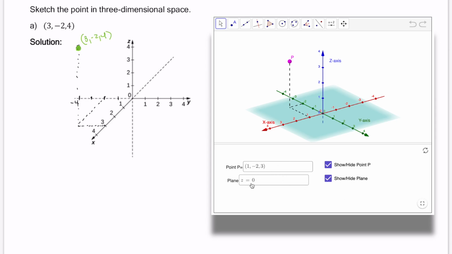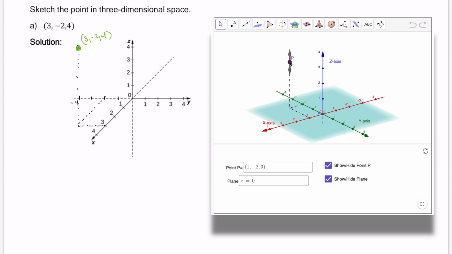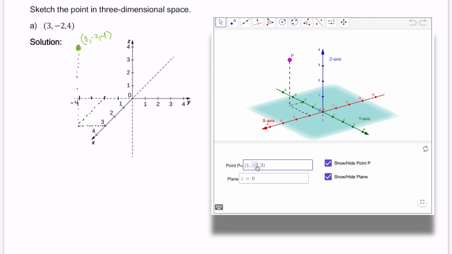That's the xy plane. I want to change where this point is, and I'm going to do that by replacing these 3 numbers. I'm going to erase 1 and mark 3. And then, oh, this one actually is -2. I didn't have to erase that. And then the z value is 4. And there it is. This is the exact same thing we did on our paper.